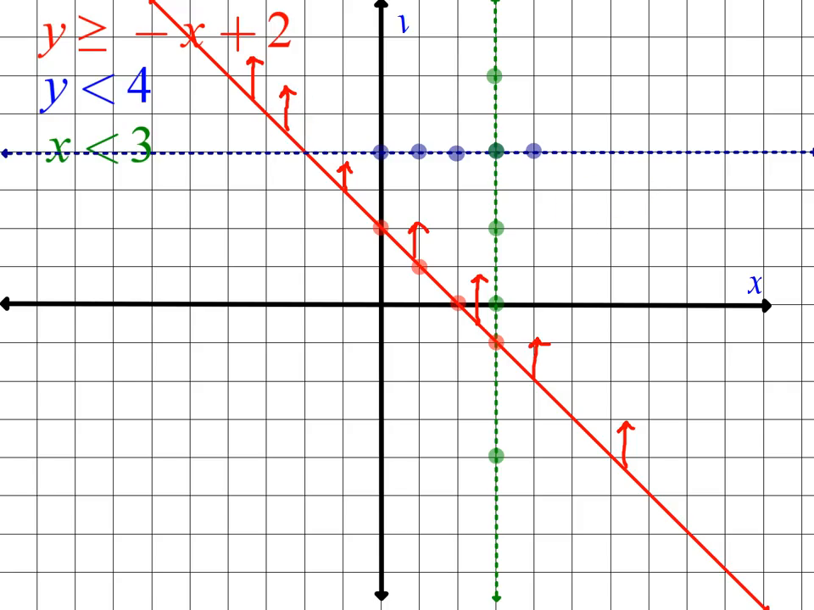All right, next, let's look at the blue line. Well, I'm talking about all the values that are lower than 4, so that would be everything below this line. Below, below, below, below. And then I'm looking at the green line, and where am I going to graph those? That's also less than, so I'm going to talk about the lower values this way.